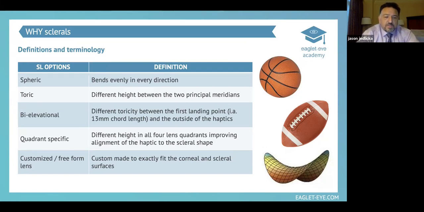Just like with corneal lenses, we sometimes need torics or quadrant specifics. Much more so even with sclerals do we benefit from these types of designs. So a quadrant specific lens is one that's going to have a different set of shapes in each of the 4 quadrants of the lens. And then again, as technology allows, we are creating some truly customized and freeform lenses that are made to truly conform to even the most irregular eye shapes through multiple zones of curvature.